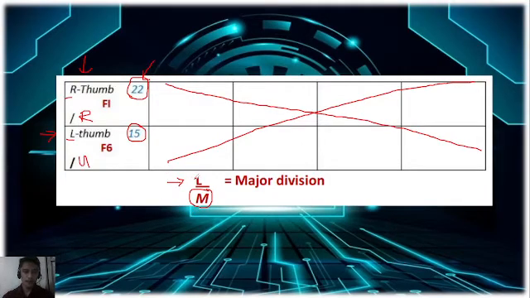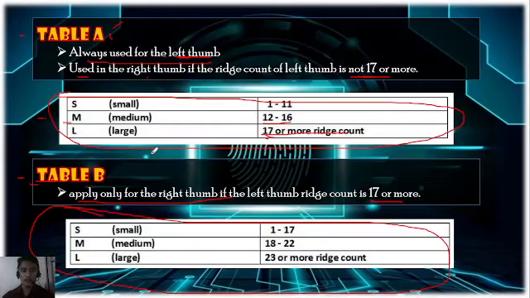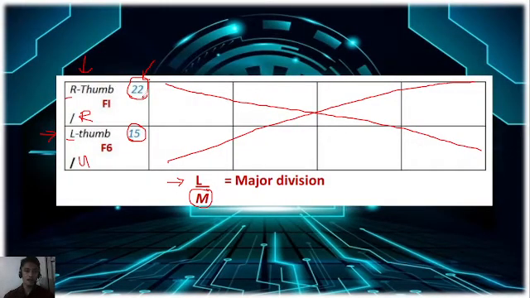Ngayon, bakit kaya L yung nilagay dito? So, 22. Bakit 20 sa 22 na ito? Or bakit L yung nilagay? Tignan natin. 15. Ano yung ruling natin? Sabi dyan, kailan natin gagamitin si Table B? Kapag lumagpas lang po siya, or meron po siya, kapag yung ridge count po is 17 or more. So, gagamitin ba natin si Table B dito sa right thumb natin, dito sa example natin?